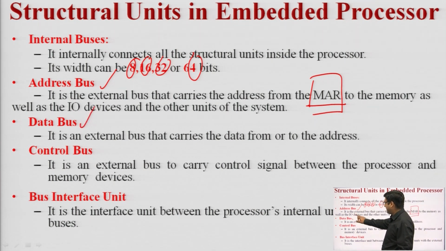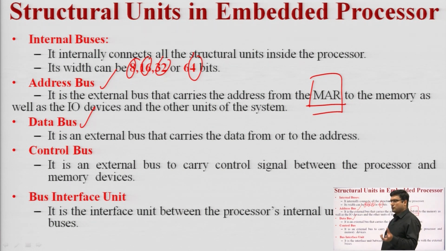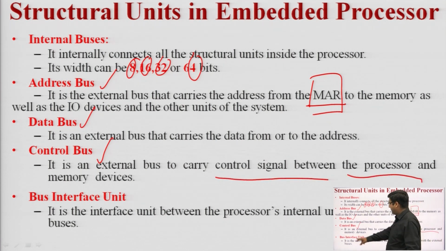Next one is the data bus. What is the function of the data bus? It is bidirectional. The data bus is used to carry data from one device to another device in between the communication, in between the devices. Next one is the control bus. The control bus carries the control signals between the processor and memory devices.